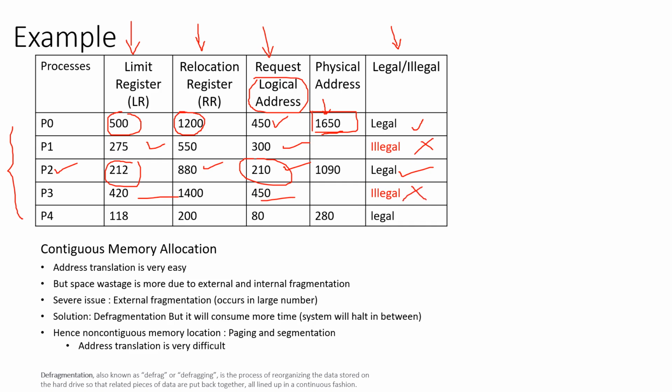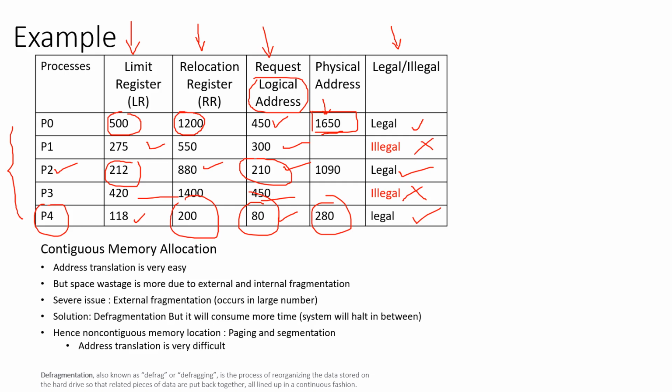Then here for P4, P118 is greater than 80, so it is a legal request. You just have to add 200 plus 80, you will get 280, and you can find P4 in main memory. Okay, I think this is very clear now. So what you have to remember: always, for a legal request, the requested logical address should be less than the limit register. That you have to remember.